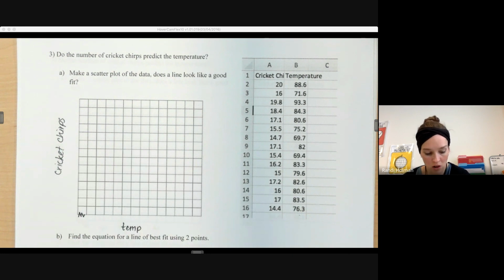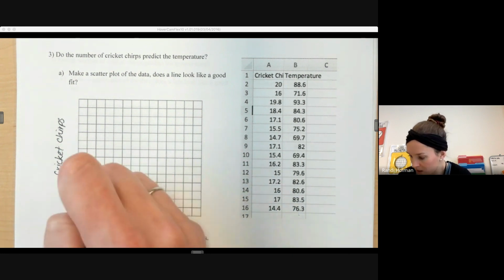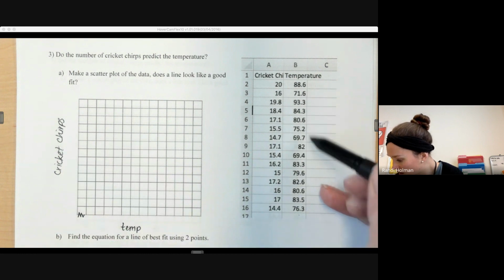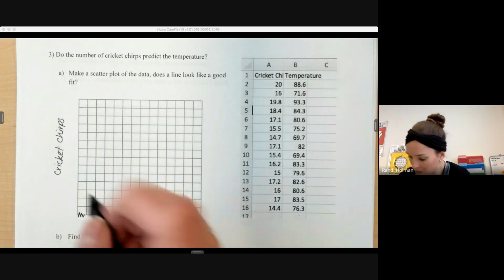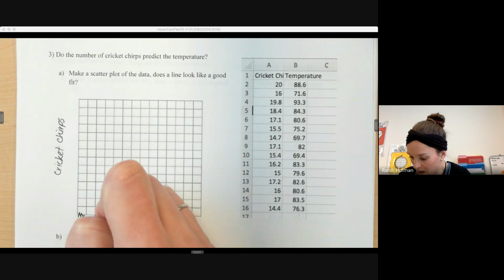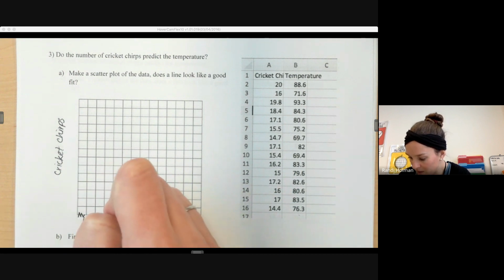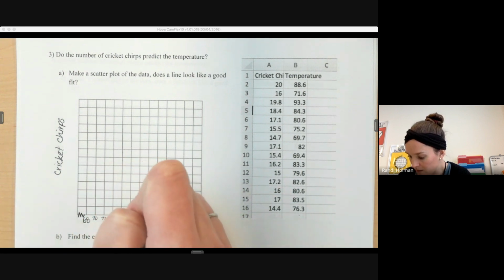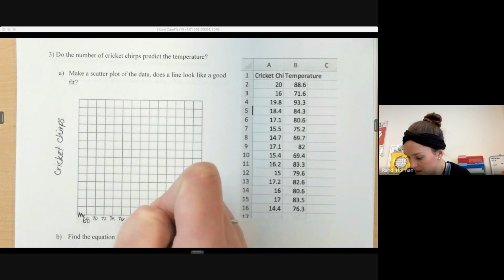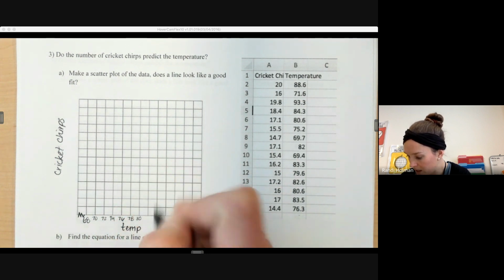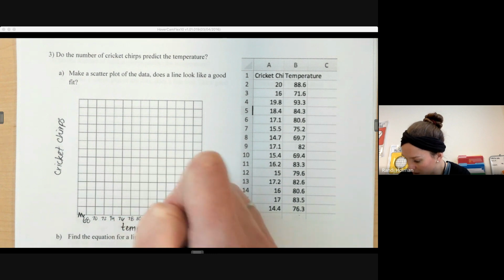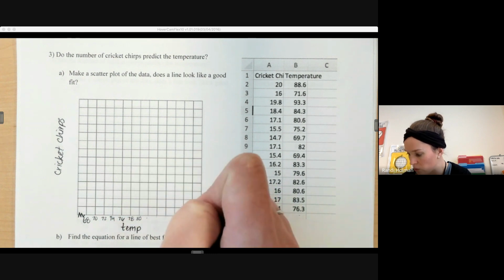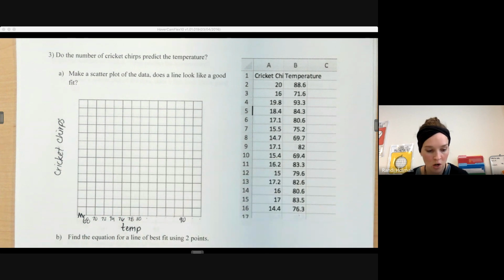I'm going to skip all the way up to, let's start at, where's our lowest? 69. So I'm going to start at 68 and count by 2s. So then this would be 70, 72, 74, 76, 78, 80, 2, 4, 6, 8, 90, 2, 4. Okay, so that gets us up to where we want to be. And we're going to look at how that relates to our cricket chirps.